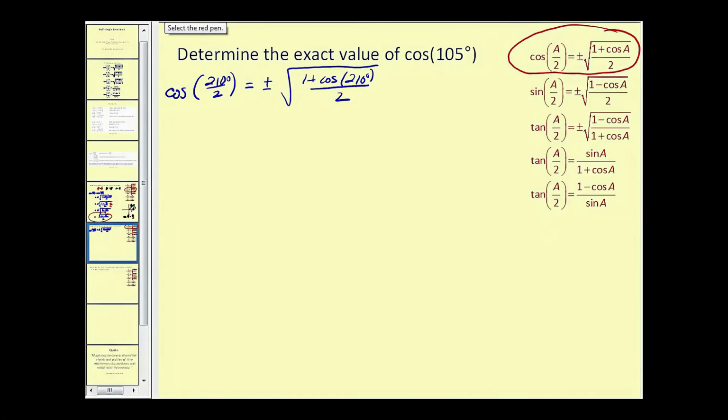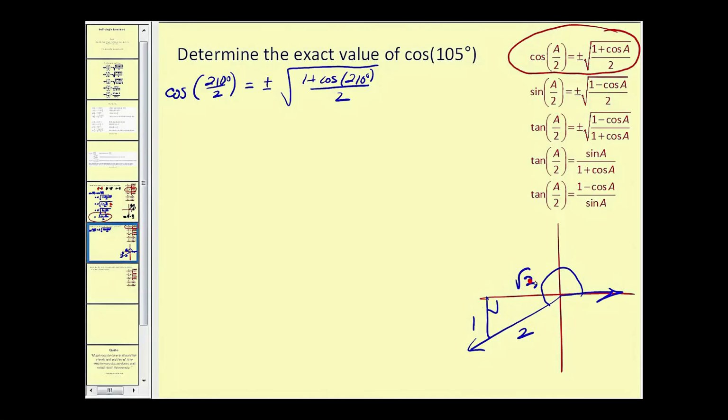Again, if we don't have our unit circle handy, cosine of 210 degrees, that would be 30 degrees past 180. Makes this a 30, 60, 90 right triangle, so we have 1, 2, square root 3, but both the x and the y coordinates would be negative. So the cosine of 210 degrees would be the adjacent over the hypotenuse, or negative square root 3 over 2.